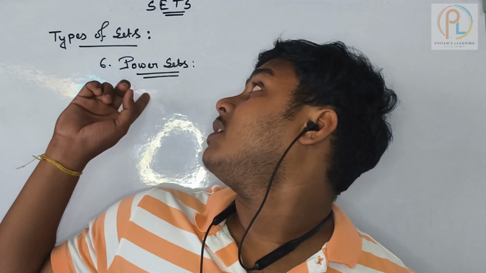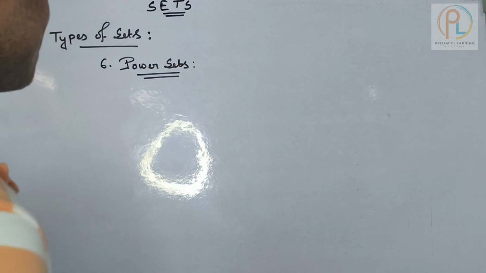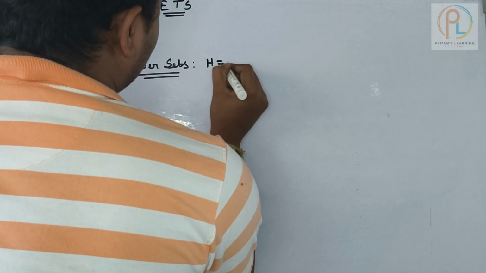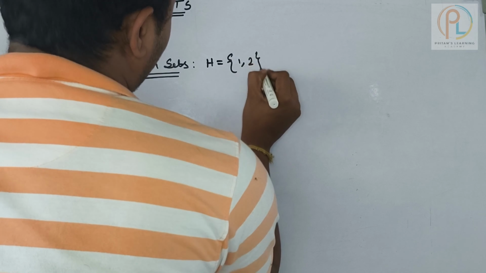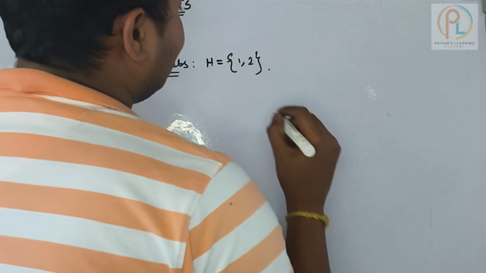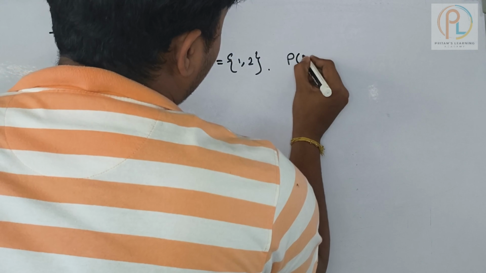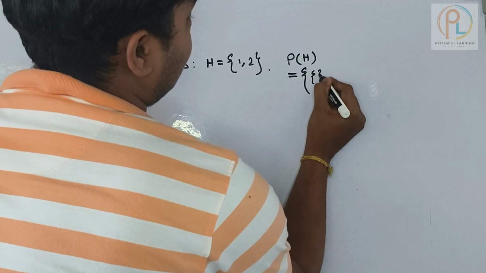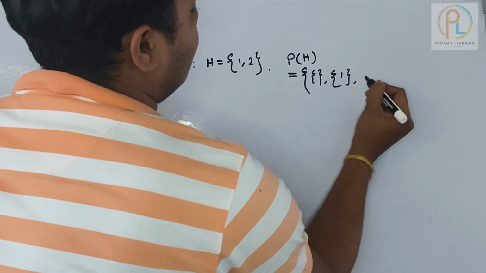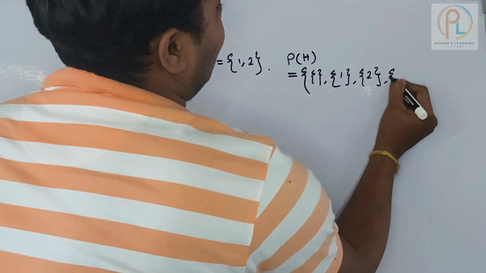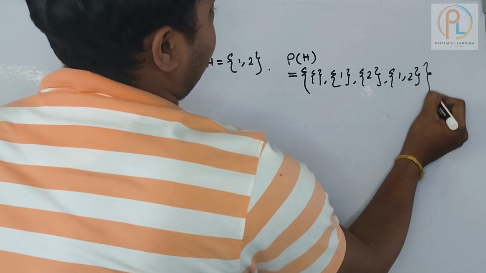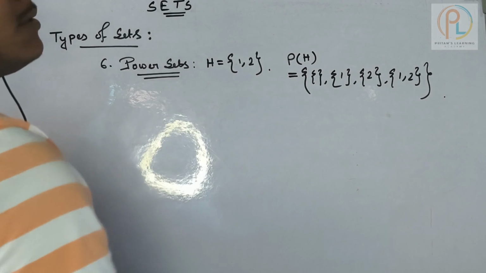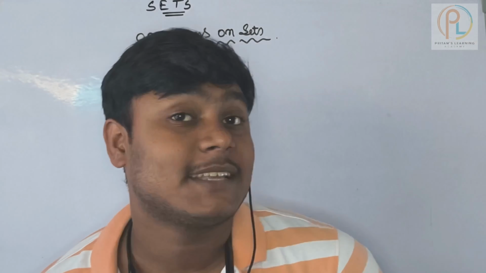Now, let's talk about power sets. The power set is the set of all subsets of that set. Let H be the set {1, 2}. Then the power set is denoted P(H) and is equal to the null set, {1}, {2}, and {1, 2}. This is called the power set. There's a lot of theory.